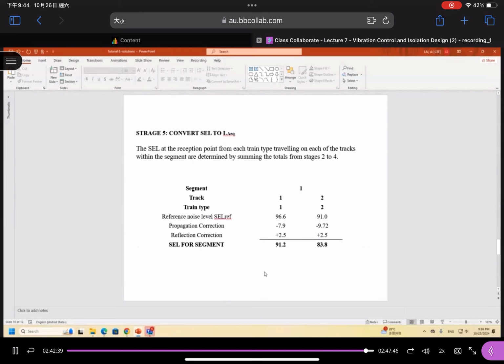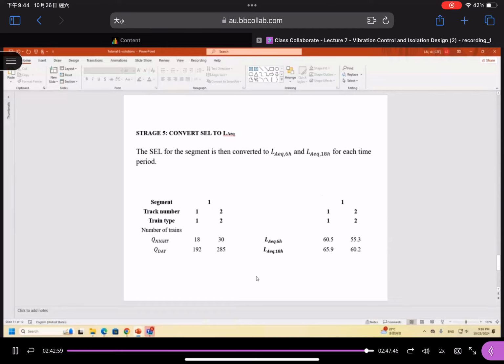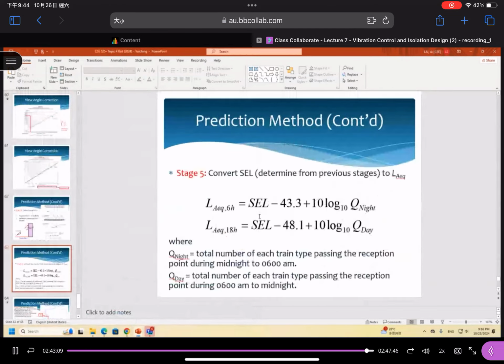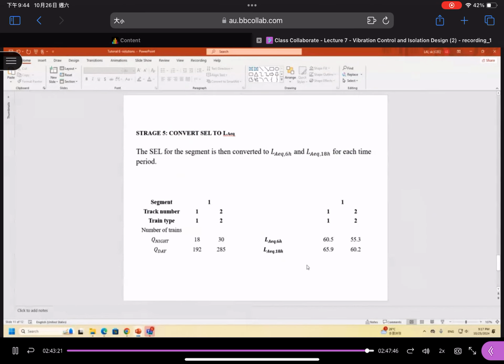Now, stage number 5 is to convert sound exposure level to LAeq value. You just add up all of them one by one. This is for track number 1, this is for track number 2. Track number 1 in this case is 91.2, and for track number 2 is 83.8. We still highlight this one to apply. We have equations, still remember this one. We need to make use of these two equations to find out the LAeq value. So you can get, for during the daytime and nighttime, what each track contributes. Let's say for track number 1 at night is 60.5, during the daytime is 65.9. It depends on the number of vehicles passing through these reception points.